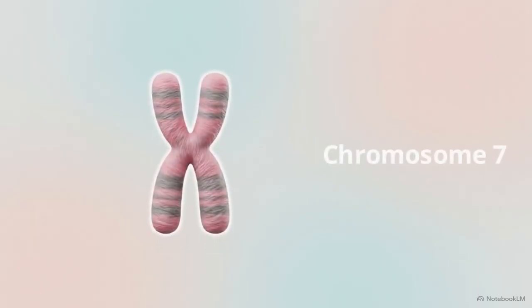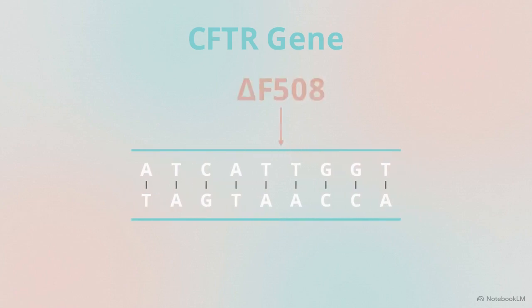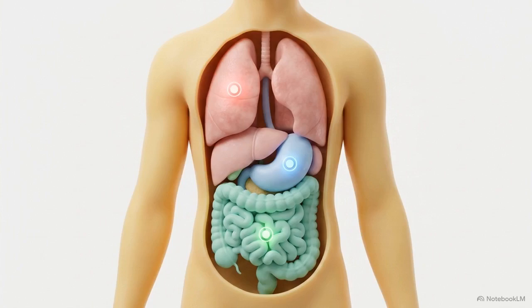The disease originates from a specific error on chromosome 7. In the vast majority of cases, it is a 3-base pair deletion known as the delta F508 mutation on the CFTR gene. That single genetic edit triggers a reliable triad of clinical consequences.